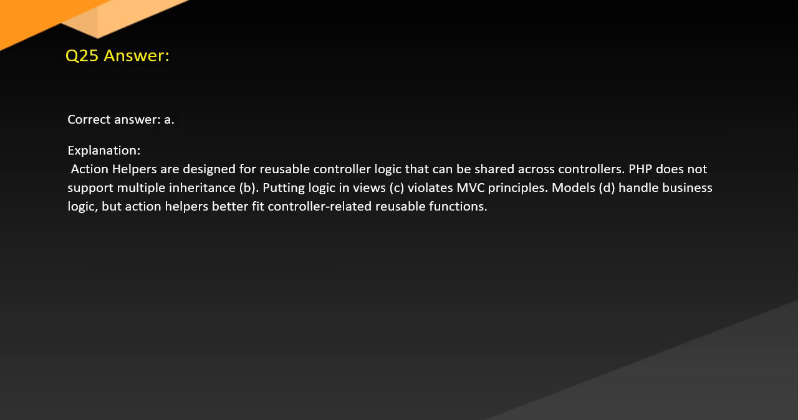Answer. Correct answer A. Explanation. Action helpers are designed for reusable controller logic that can be shared across controllers. PHP does not support multiple inheritance, B. Putting logic in views, C, violates MVC principles. Models, D, handle business logic, but action helpers better fit control-related reusable functions.